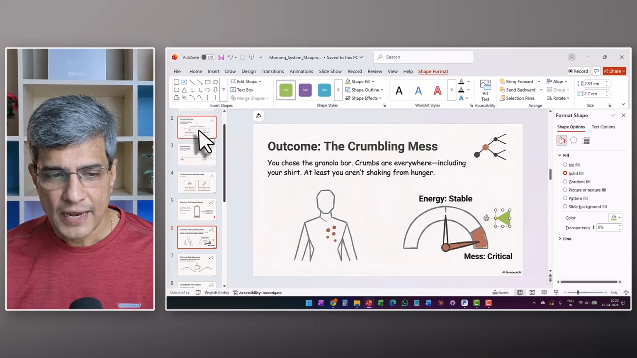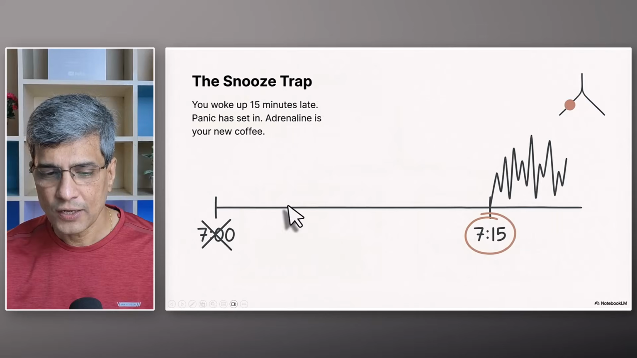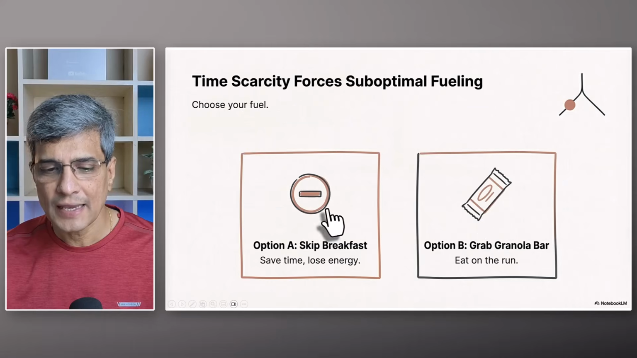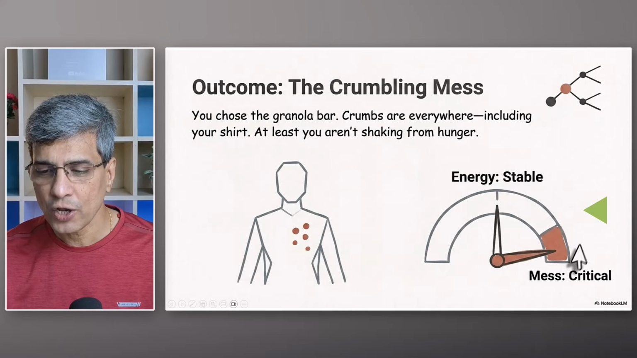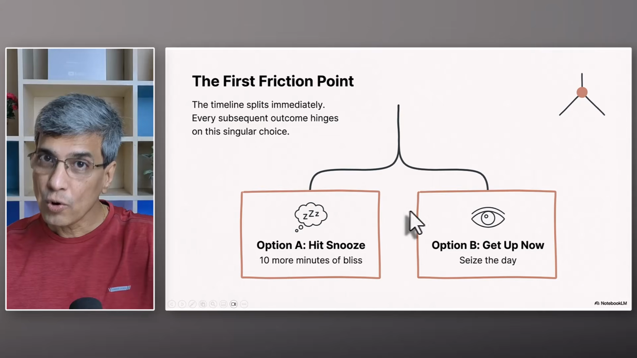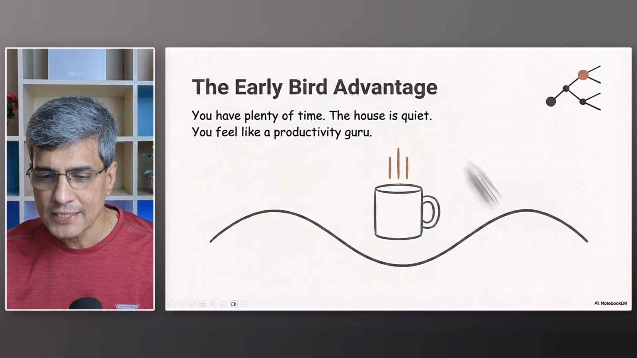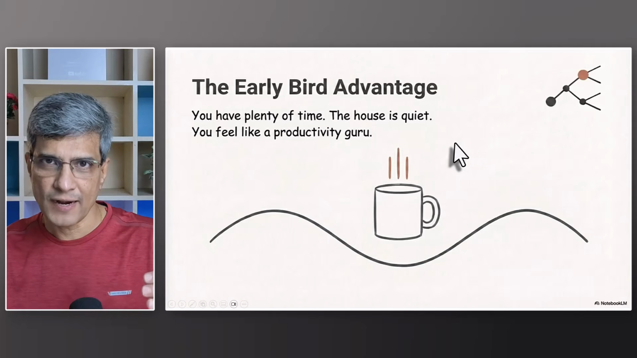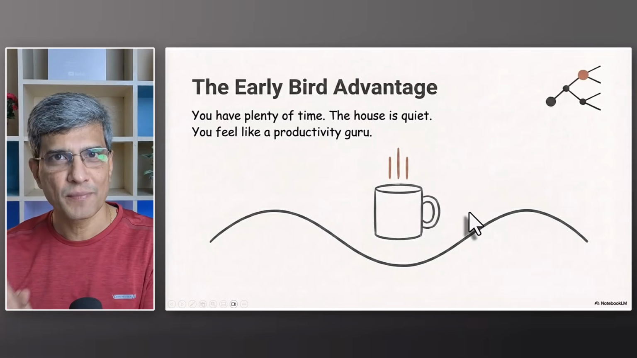Now when I go to slideshow, this is the first slide, second slide, two options. I click on this, I go through the journey, and then two options, I go through this, and then I go back and choose another option and I go back here. So I click on this and it takes me to the overall two options. One is to hit snooze and the other one is to get up now. I click on this and it takes me to this early bird advantage and the subsequent scenario for that. So that is how you create the branching logic.